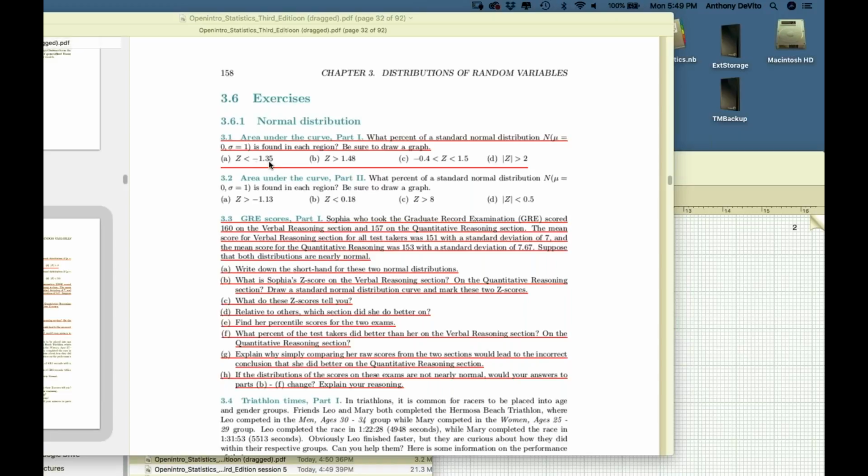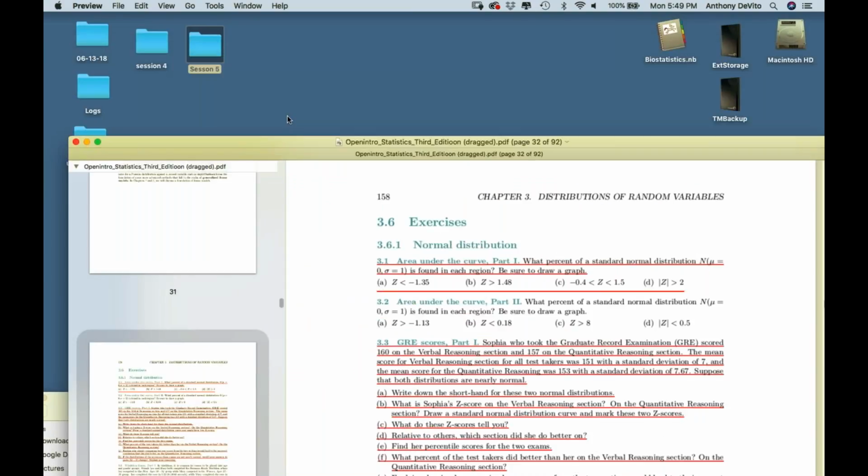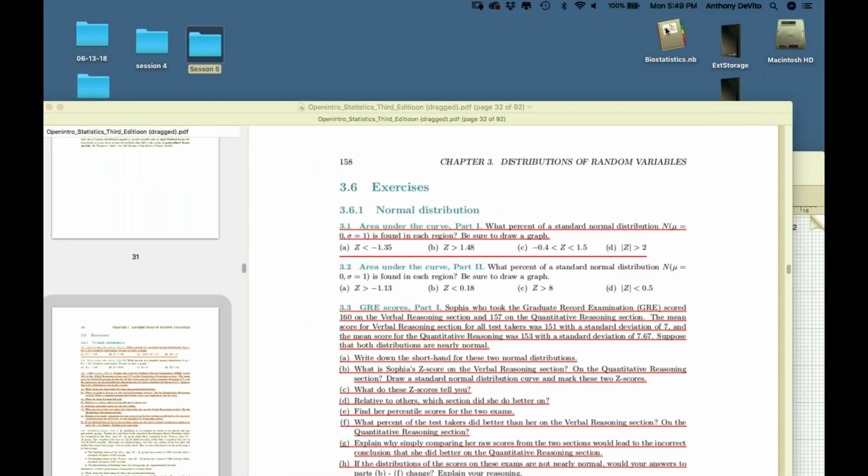So we have a Z score of less than minus 1.35, greater than 1.48, less than 0.4 but greater than negative 0.4, but less than 1.5, and then finally a z-score of a positive value greater than 2. Okay, so we're going to take a look at those. First, let me get my graphics pad out, and I want to draw this to start off with.